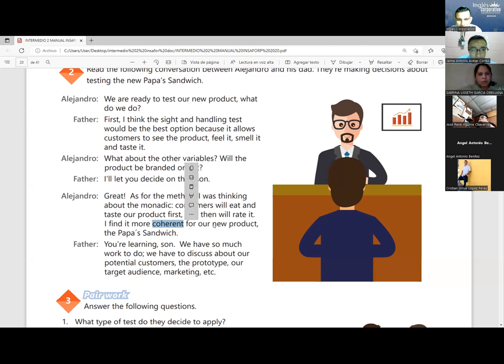Coherent. Okay. Audience. Exactly. Audience. We have an A and an N, U. We pronounce it like... but close. Audience. For example, audio. It is audio. We need to play the audio right now. The audio. Audience. Audio. Audience. Good.